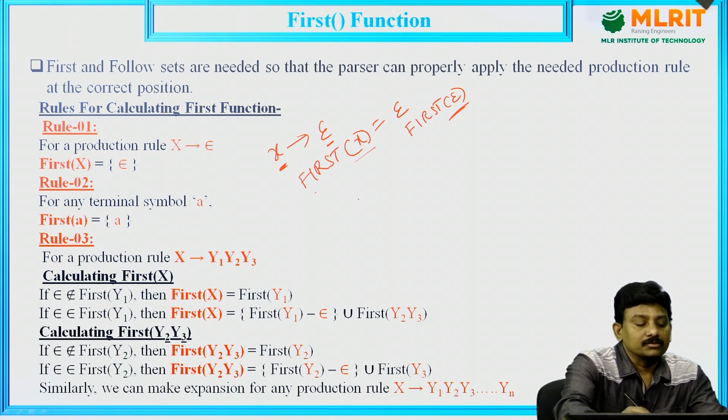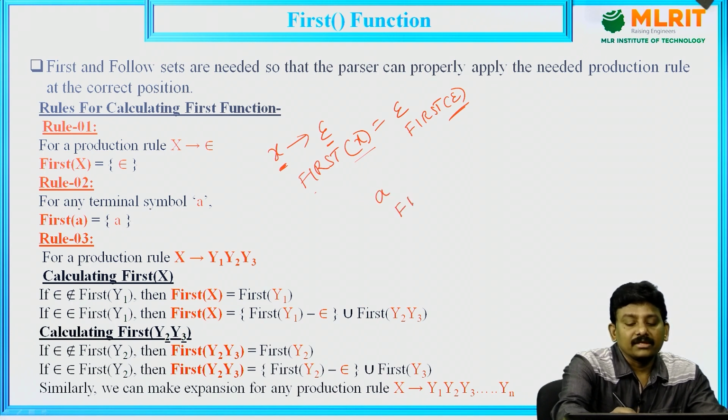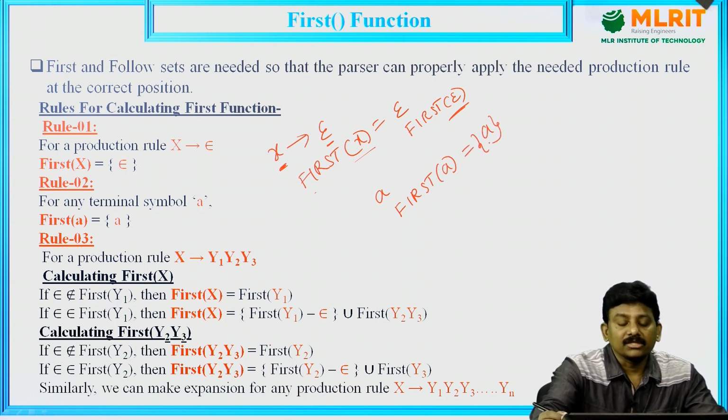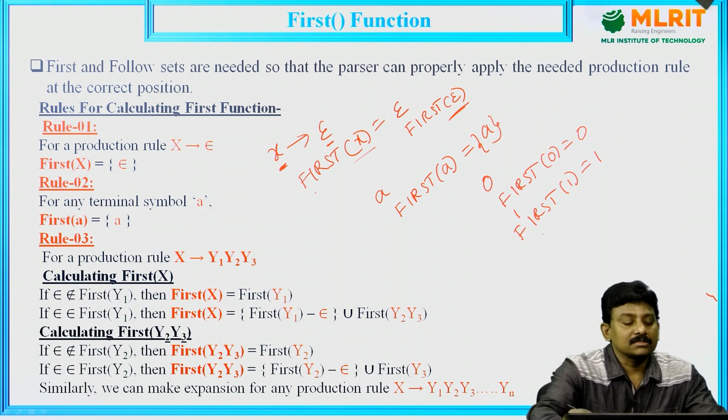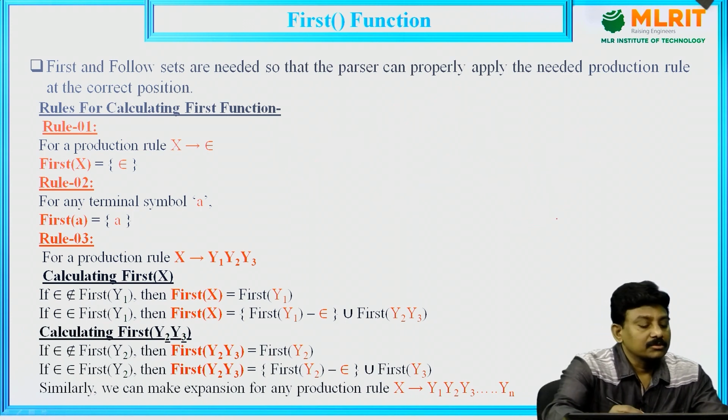Then rule 2: for any terminal symbol A, first of A is A. For example, 0 is a terminal symbol, so first of 0 is 0. For example, 1 is a terminal symbol, so first of 1 is 1. This is rule 2.